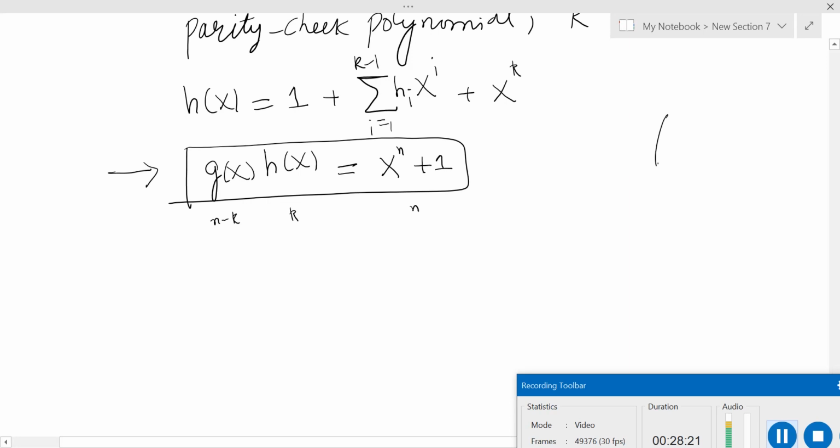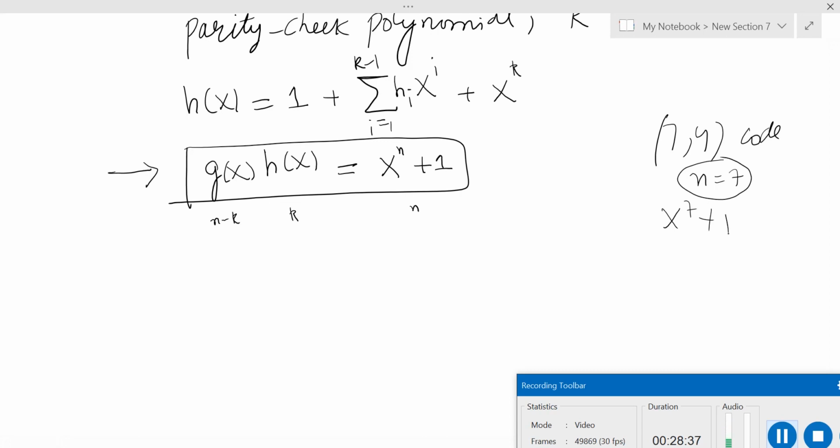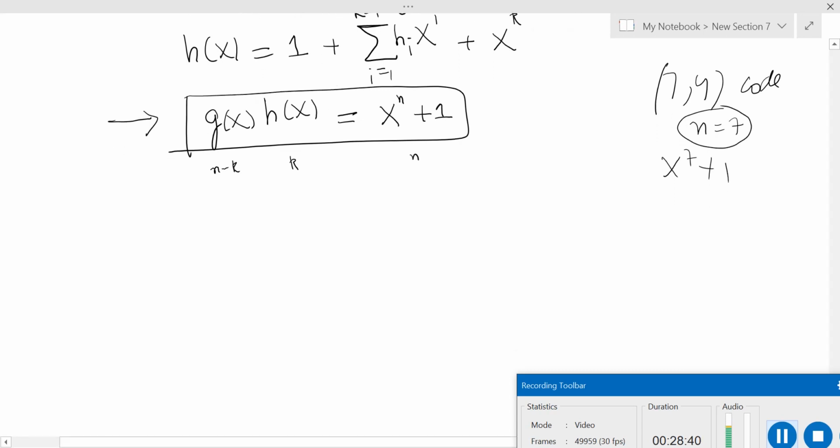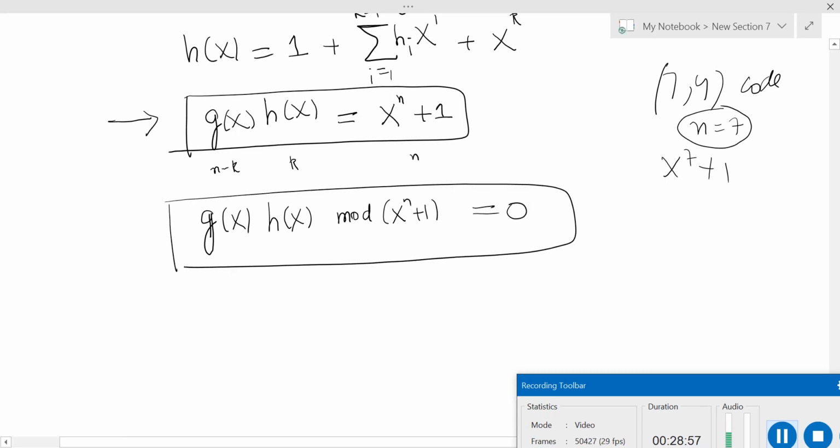So if you have, suppose, a 7-4 code with n equal to 7, when you multiply g of x and h of x, you will get x to the power 7 plus 1 for sure. Then only it is a cyclic code. I will not prove it. It has a proof, but we will take it as a fact. If this fact is true, then definitely if you divide the product of g of x and h of x by x to the power n plus 1, the remainder has to be 0. That condition we can write this way: g of x times h of x modulo x to the power n plus 1 should be equal to 0.